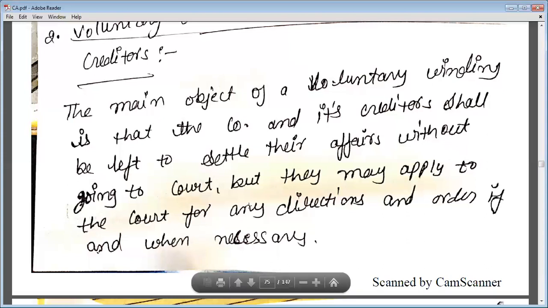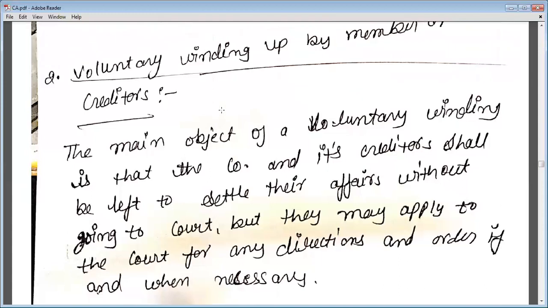See, basically the main objective of voluntary winding up is that your creditors and members may leave your company to settle its affairs without going to court. तो एक क्रेडिटर्स और मेंबर आपकी कंपनी को लेफ्ट कर सकते हैं और सेटल कर सकते हैं उनके अफेयर्स को विदाउट गोइंग द कोर्ट. वो बिना कोर्ट में गए हुए भी आपके कंपनी के वाइंडिंग अप या लिक्विडेशन कर सकते हैं. दिस इज द मेन पर्पस ऑफ वॉलंटरी वाइंडिंग अप.